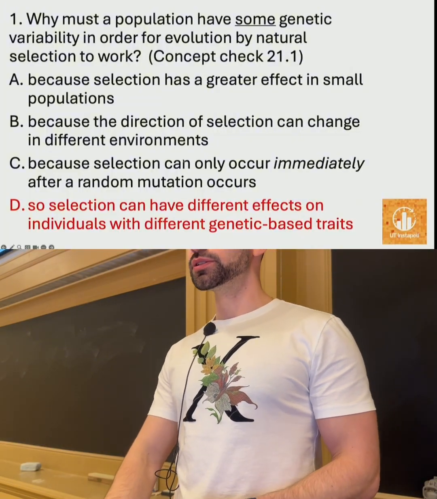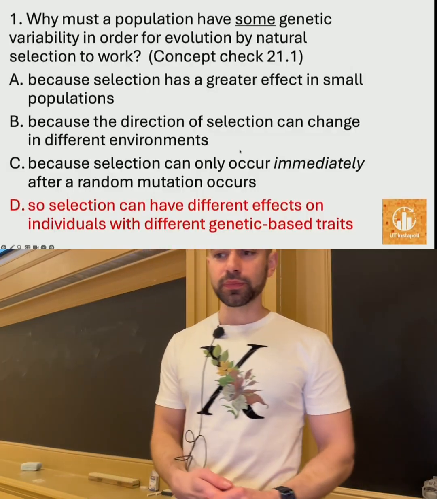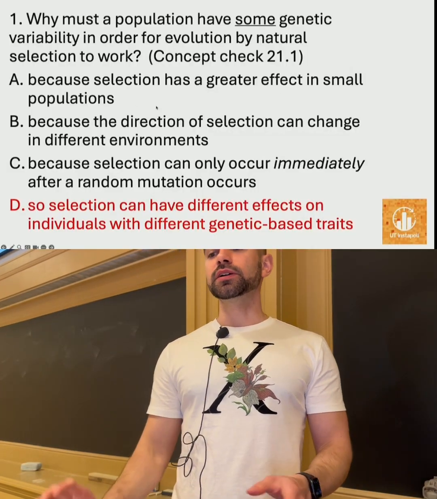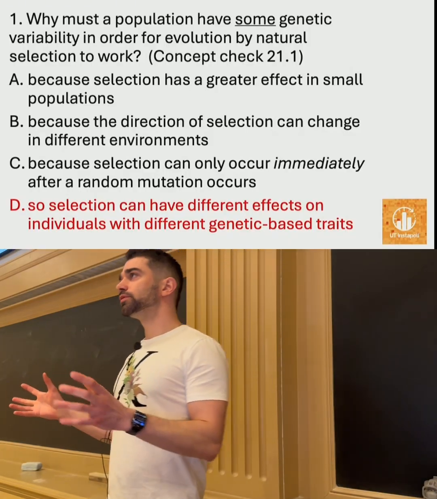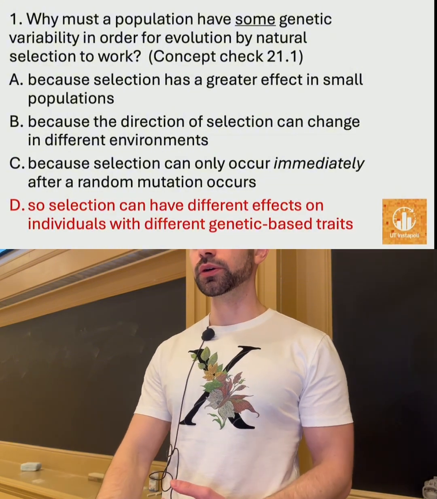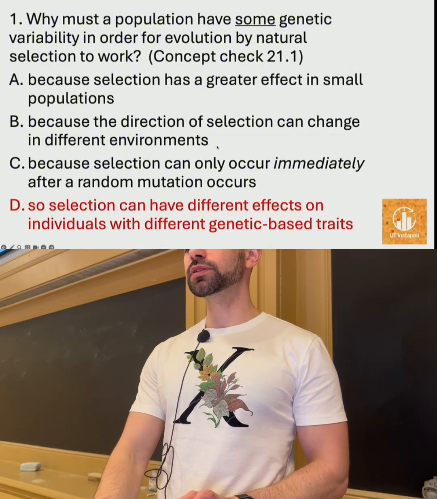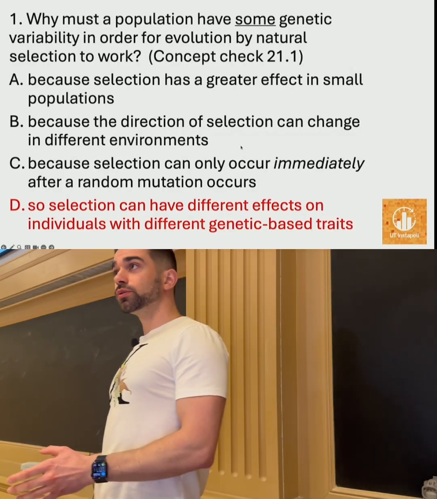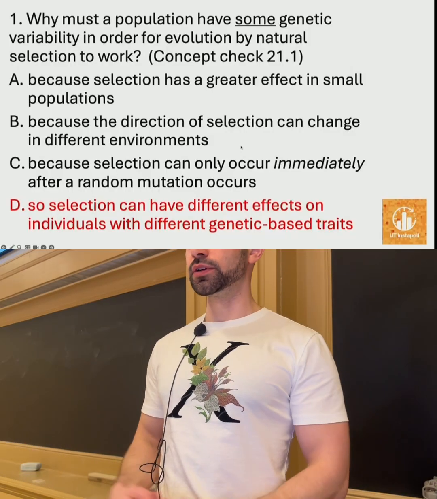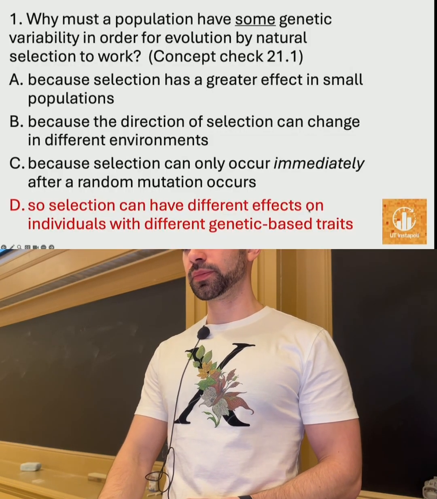These other answer choices, I would probably approach this with just process of elimination. Because selection has a greater effect in small populations, we haven't talked about differences in population size and how that affects this. We will, but that's not true. Because the direction of selection can change in different environments. That's totally true, but it doesn't really have to do with why we need genetic variation in the first place. So yeah, the best answer for this one is D.